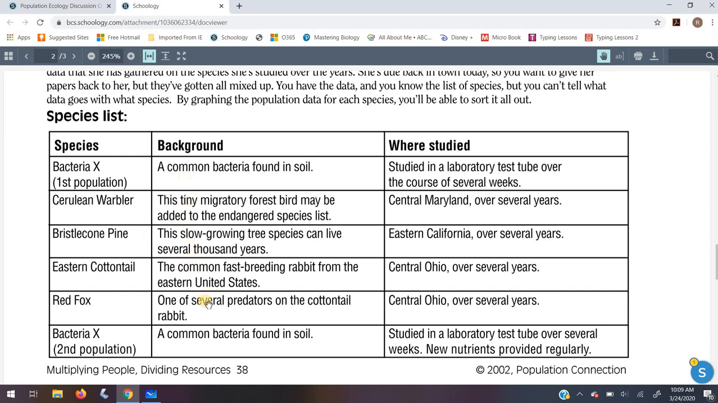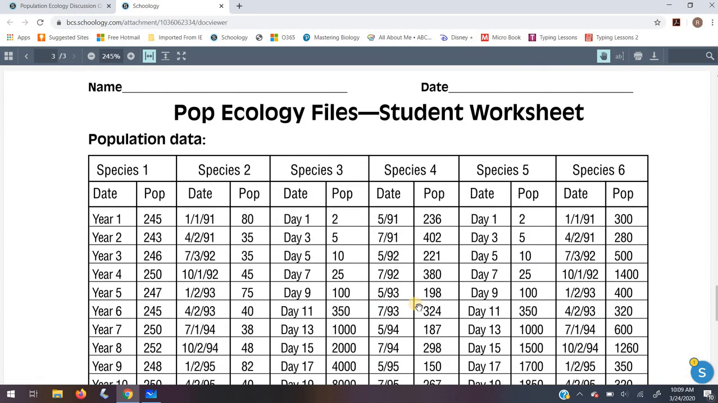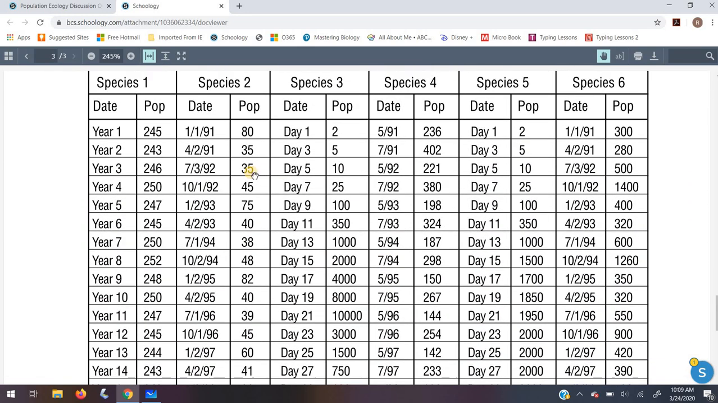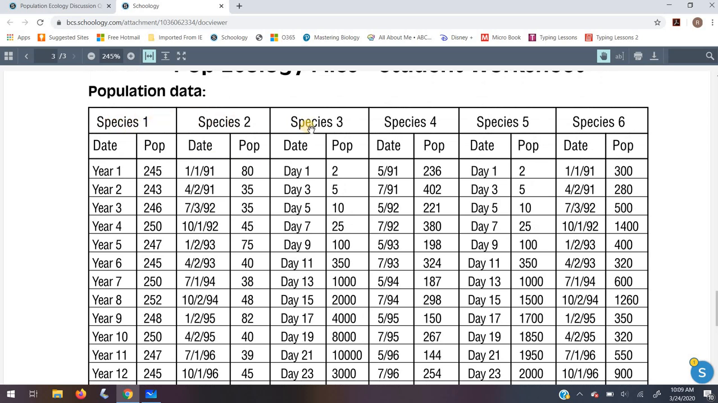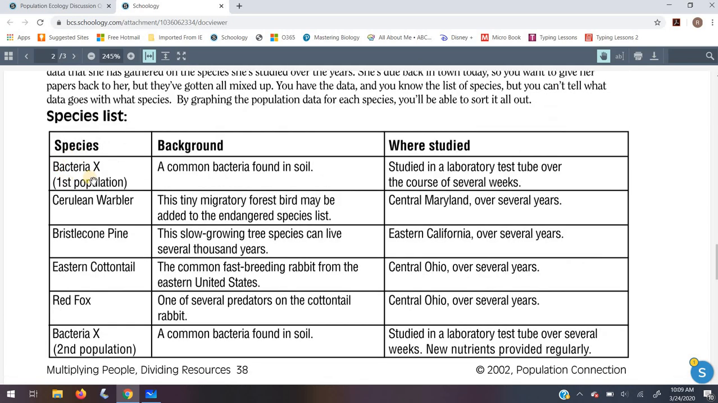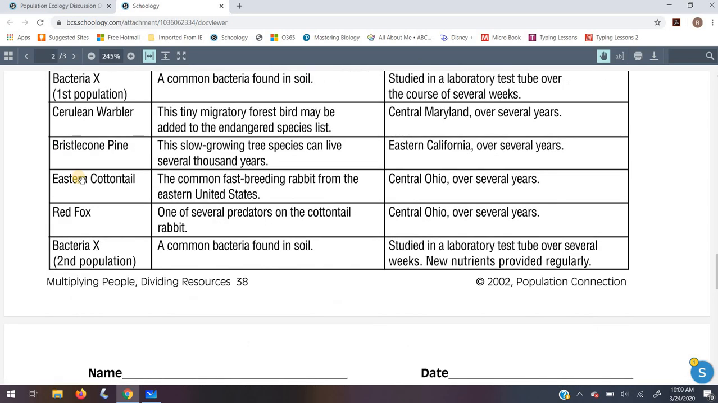And then it gives you a little description about each one. And then it tells you where they're studied, like Central Maryland, Eastern California, in a lab test tube. And then down here is the population data. Notice it just says species 1, 2, 3, 4, 5, and 6. But you don't know that species 1 is bacteria X.